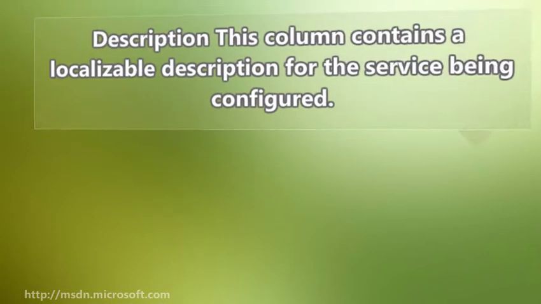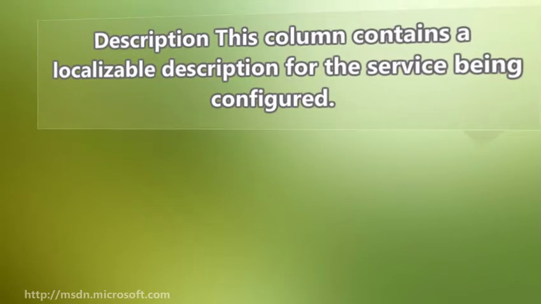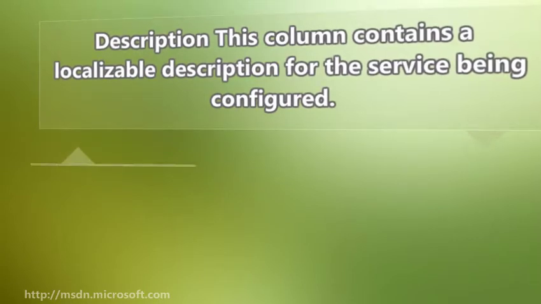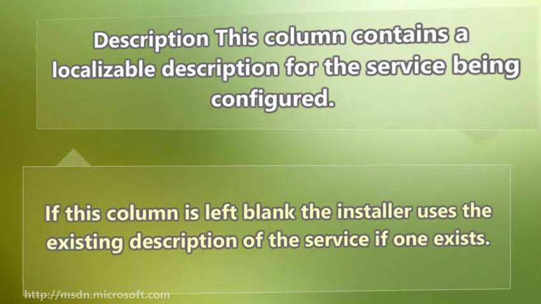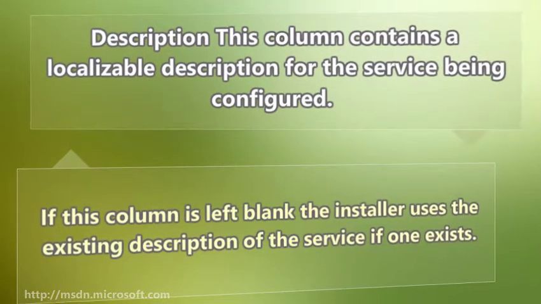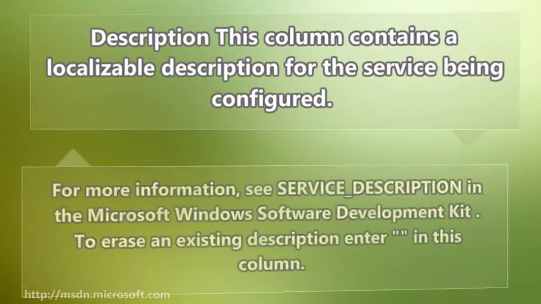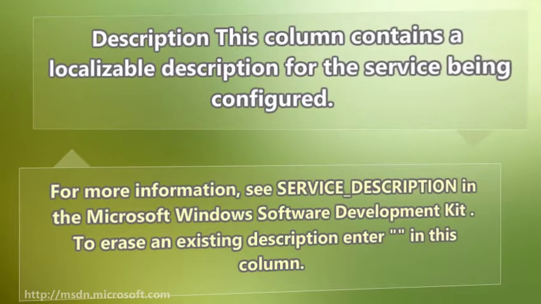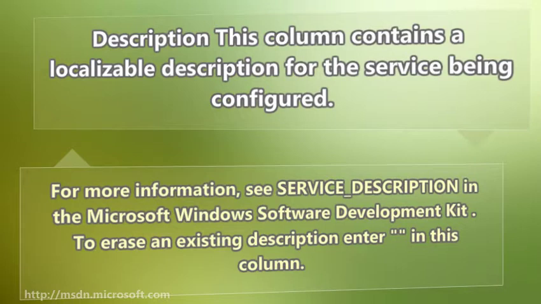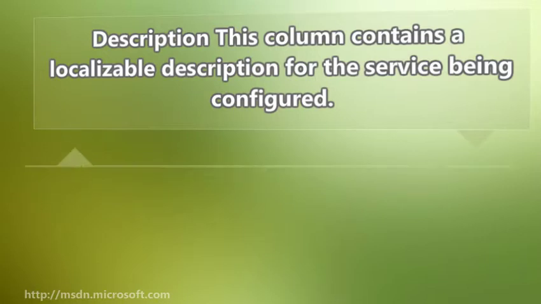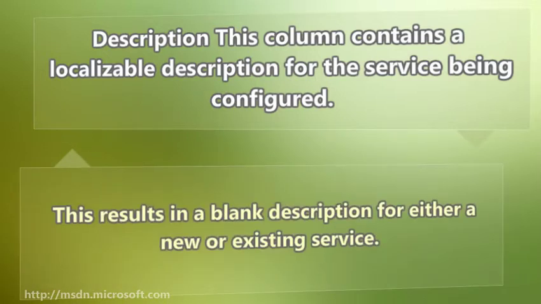Description. This column contains a localizable description for the service being configured. If this column is left blank, the installer uses the existing description of the service if one exists. For more information, see ServiceDescription in the Microsoft Windows Software Development Kit. To erase an existing description, enter [~] in this column. This results in a blank description for either a new or existing service.